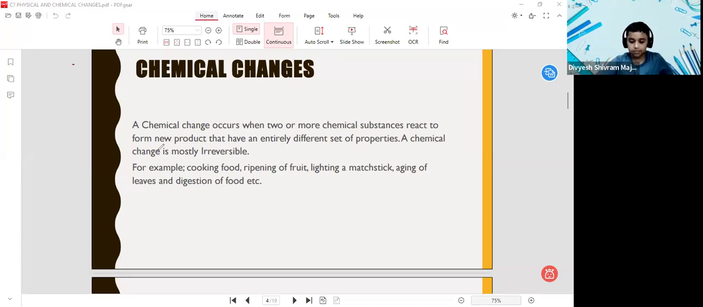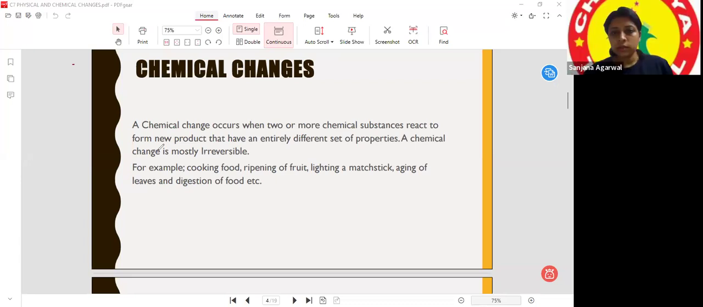Yes, ma'am. And in chemical change, note down: it is a change in the chemical composition of matter. Now, physical changes are reversible, chemical changes are irreversible. Already you have written. In physical, new products are not formed, and in chemical, new products are always formed. This is also written. Next difference, note down.